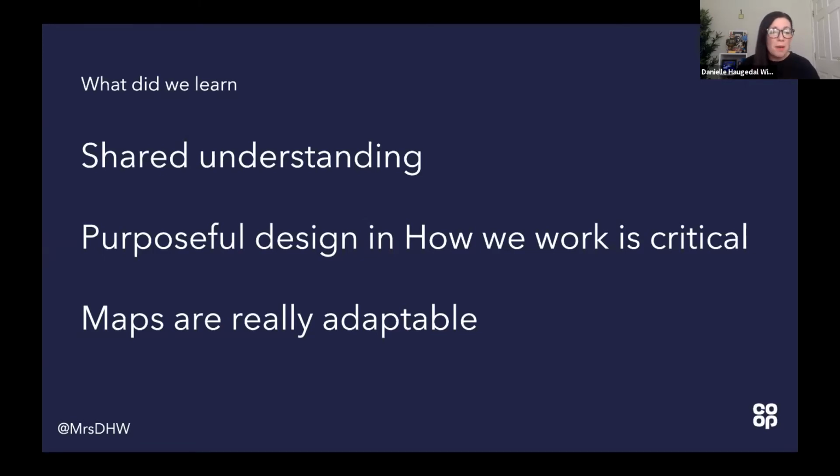And also that maps are really adaptable. The evolution of services can apply at different levels of the organisation, from the smallest component to the most coarse-grained component of the organisation. And it was a really useful tool to do this. It wasn't traditional. I would say there's no such thing as traditional Wardley mapping. It wasn't traditional Wardley mapping, but it enabled us to have those conversations.